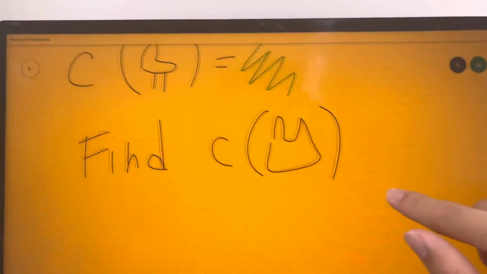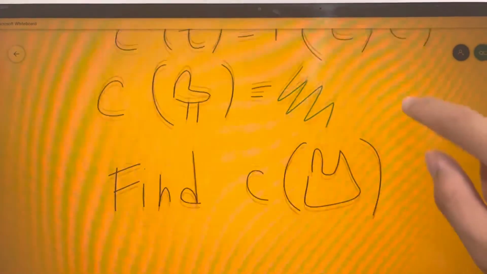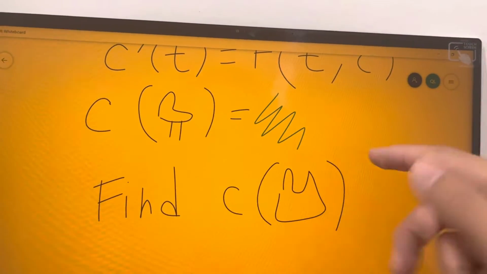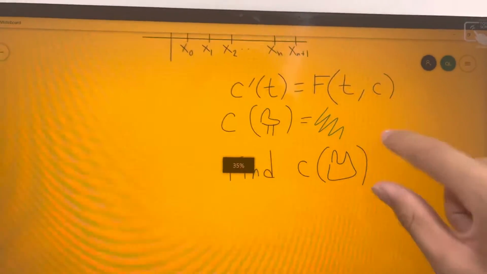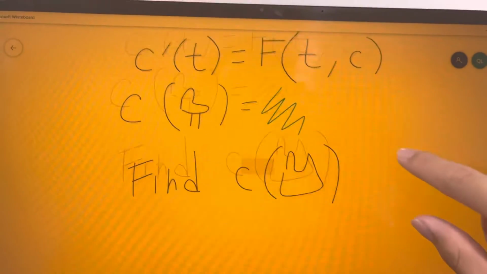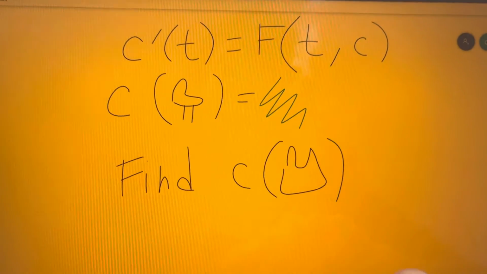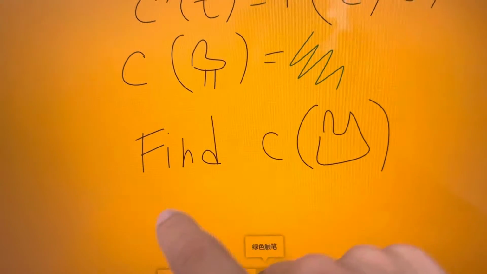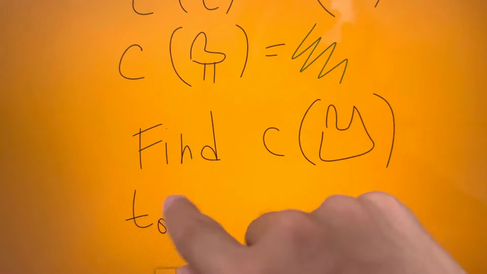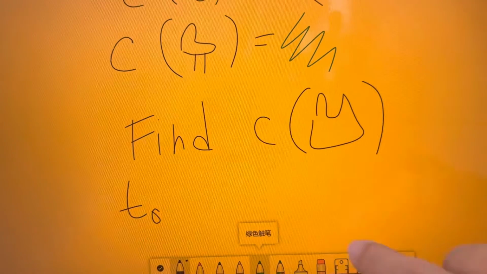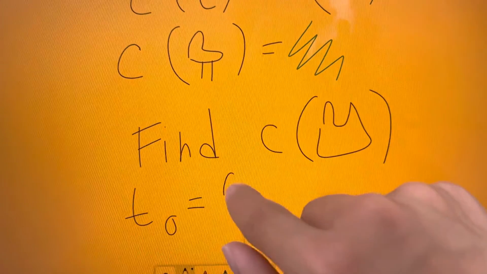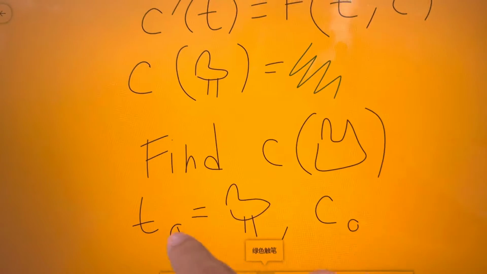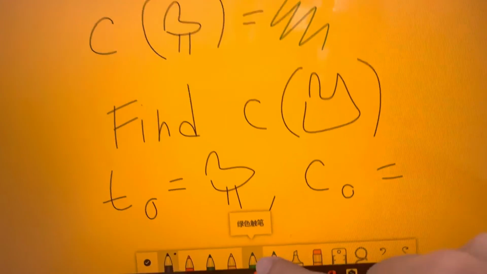So let's begin. First of all, we need to see what we have here. This is our C0, and this is our T0, our initial T, which is the seat. I'll just write this initial thing we have here, the seat. And this right here is just C0, so that's green.